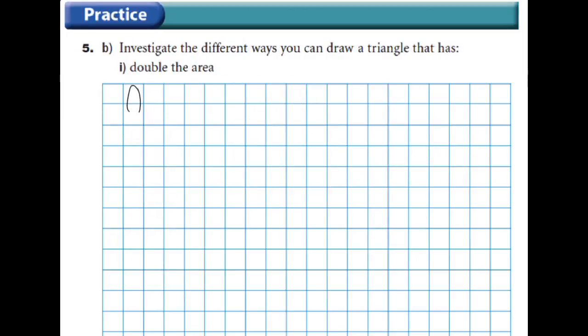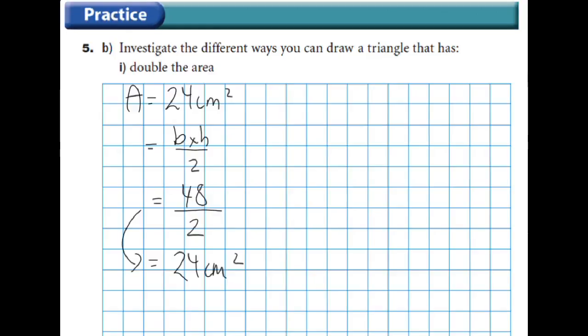So if we're looking for an area that's double, which is 24 centimeters squared, we discovered that because area equals base times height divided by 2, and because at the very bottom, in this case, we would need 24 centimeters squared, we would need to put 48 up here divided by 2 in order to get to 24. So our base times height has to equal 48.